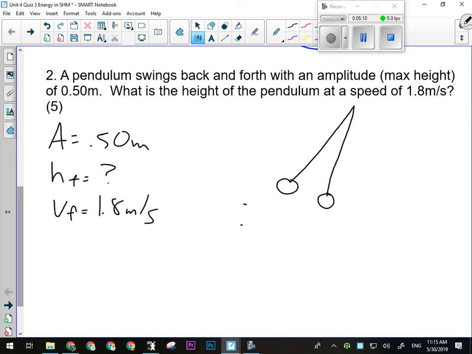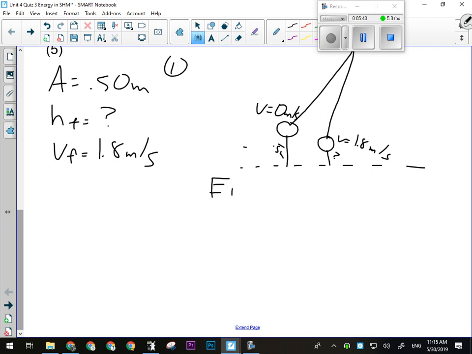So here our maximum amplitude is 0.5 meters. Here we don't know what the height of it is, but we do know that at this point it's moving at 1.8 meters per second. Those are the two positions we're dealing with. At this position, v equals 0. This is its maximum amplitude. When it's at its maximum height, it's not moving anymore. All right, 1 mark for givens. 1 mark for recognizing this is a law of conservation of energy question.